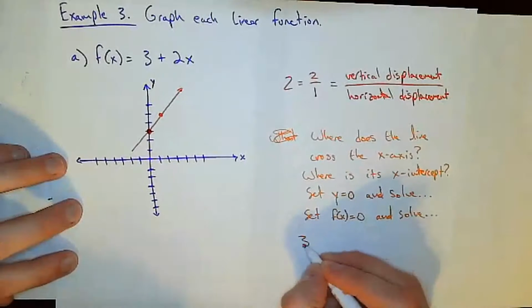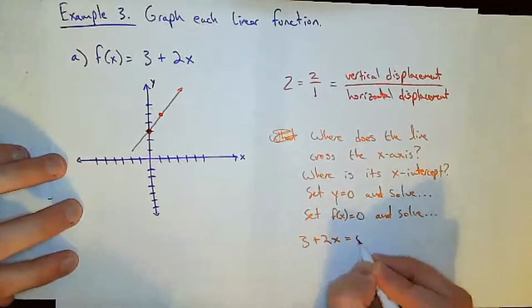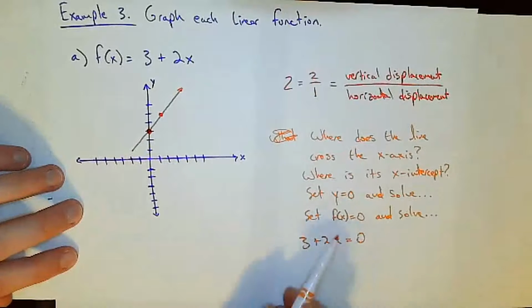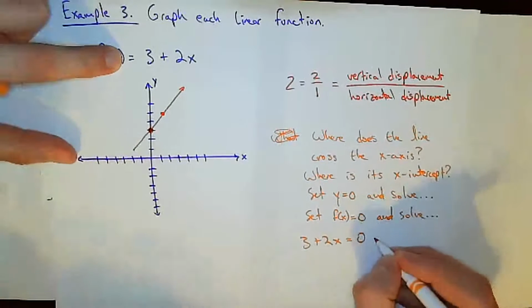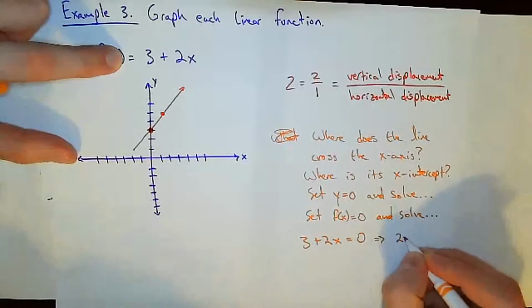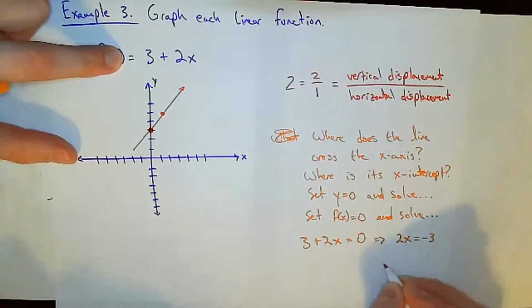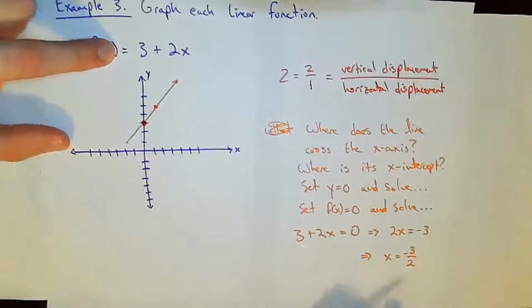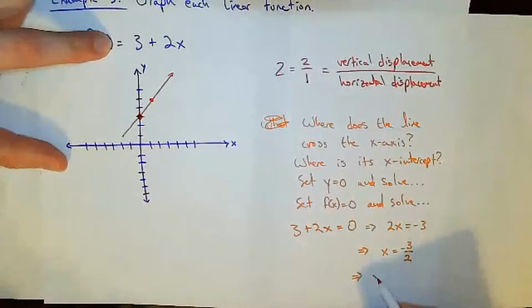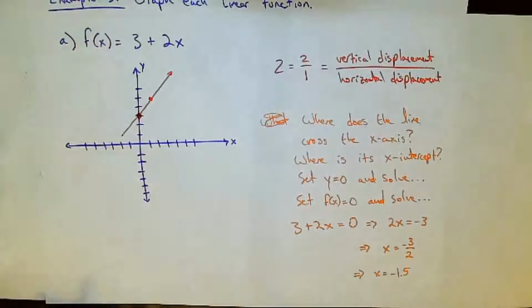So if we were to do this, we would say 3 plus 2x is equal to 0, literally replacing that output with 0. 3 plus 2x equals 0. What is that going to give me? That's going to be 2x is equal to -3, and then x is equal to -3 over 2. And what is that as a decimal? Maybe it'll be helpful to have it as a decimal. -1.5.